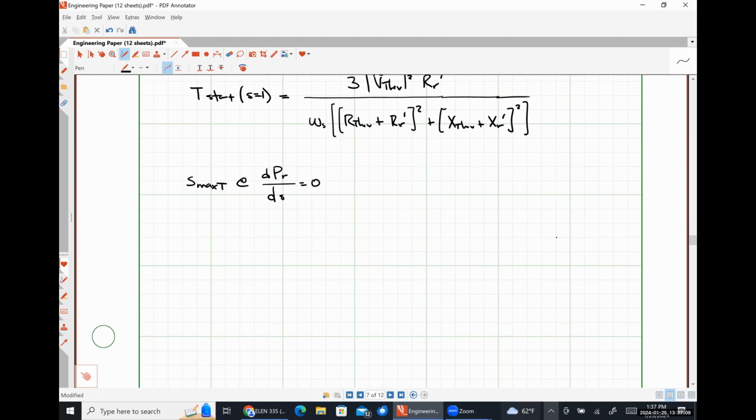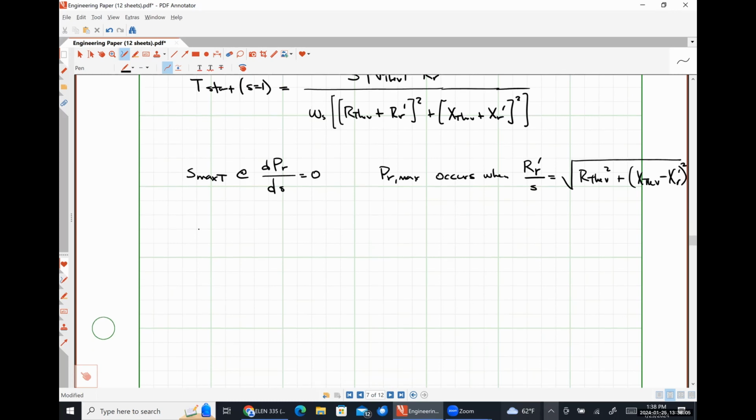Not to bog you down with the calculus too much, but what we'll find is that P_R max occurs when the rotor resistance divided by the slip is equal to the square root of R_thev squared plus, and that should have a prime, sorry, X_thev minus X_R prime quantity squared.